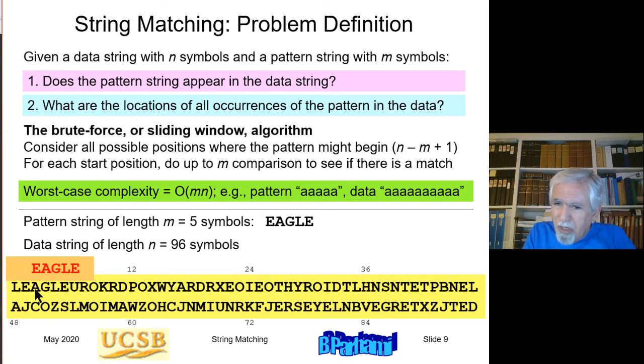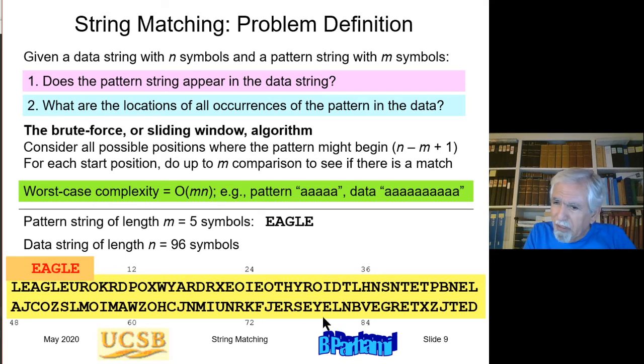And for each starting position, I have to do m comparisons in the worst case. Sometimes just one comparison is enough, and I see that eagle does not start in the third position. But in the worst case, I may have matches all the way up to the end, maybe not the last one. So roughly m comparisons per position. So that's order m times n.